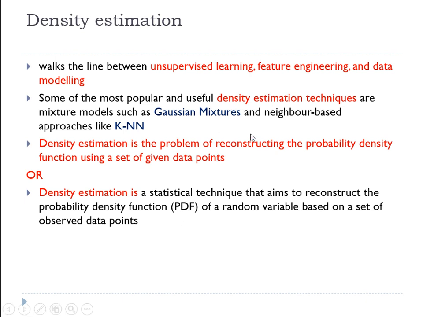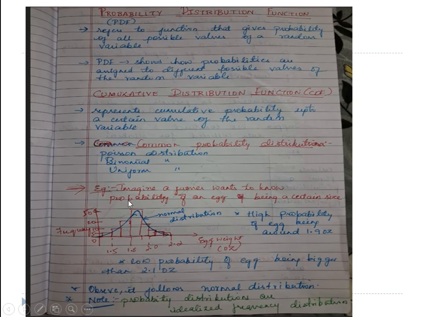Some of the most commonly used or popular density estimation techniques are the Gaussian mixture model, which we'll be studying, and KNN, a very important neighbor-based classification method, which we'll also be studying in the next sessions. So basically the formal definition of density estimation is the problem of reconstructing the probability density function using a set of given data points. That is what I tried to show in the previous example.